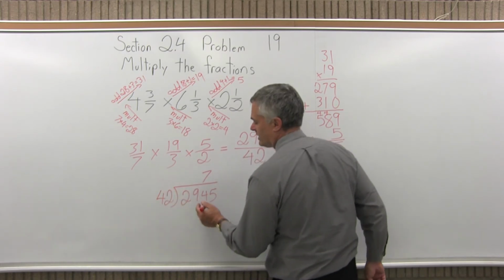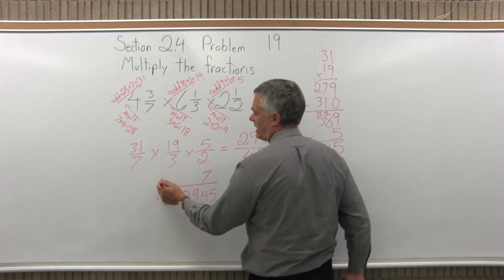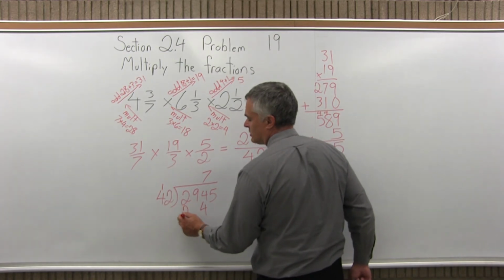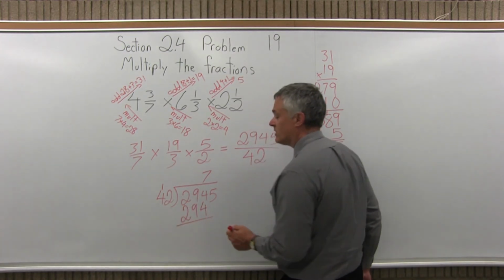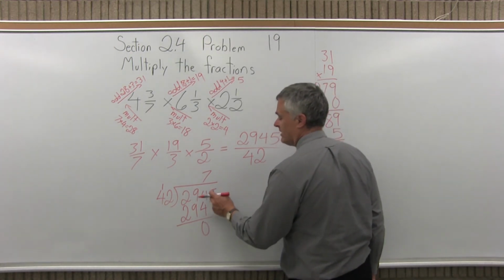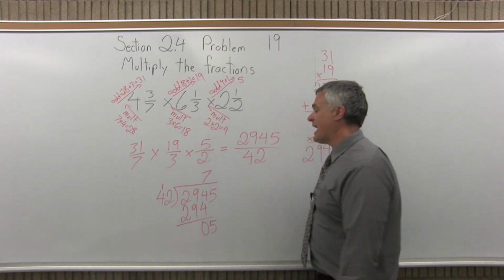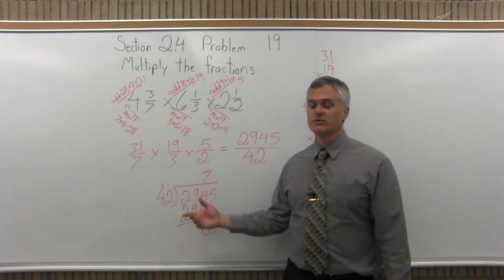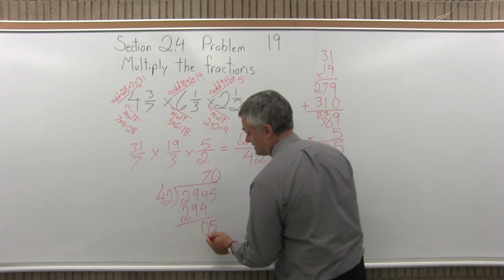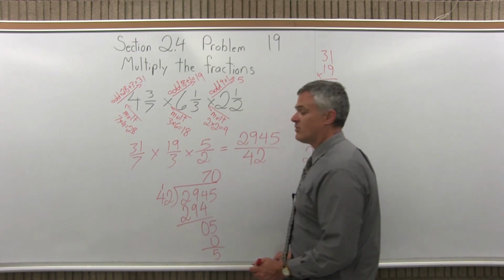7 times 2 is 14. That's a good start. Put the 4, carry the 1. 7 times 4 is 28. 28 plus 1 more is 29. Oh, that's real good. 294 minus 294 is 0. Went into that evenly, but now I have to bring down the next digit over, which is a 5. 42 will absolutely not fit into 5. What number times 42 gets you as close to 5 as you can? Well, times 0. 0 times 42 is 0. Now I subtract 5 minus 0 is 5. So the 5 will be the remainder.